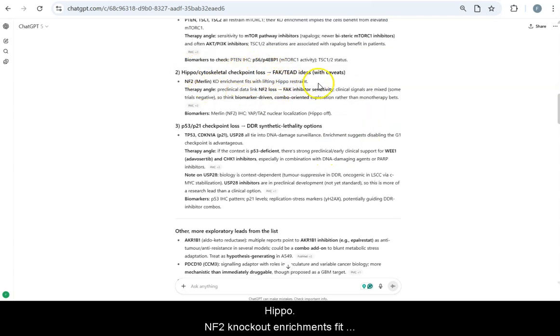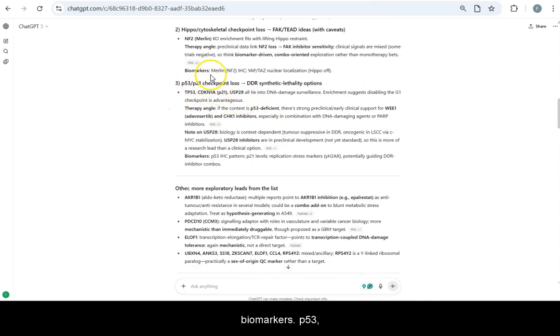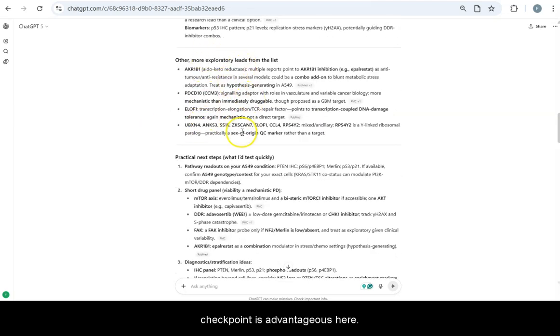Hippo fits, this NF2 knockout enrichment fits with lifting Hippo restraints. It suggests then FAK inhibitors and sensitivity, and some biomarkers. P53, P21, USP28, DNA damage surveillance are enriched, suggesting disabling the G1 checkpoint is advantageous. Here it suggests some inhibitors, and then other suggestions here.